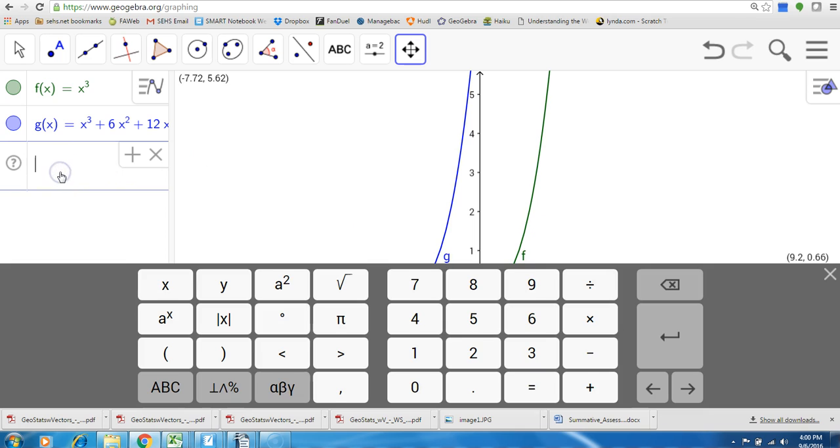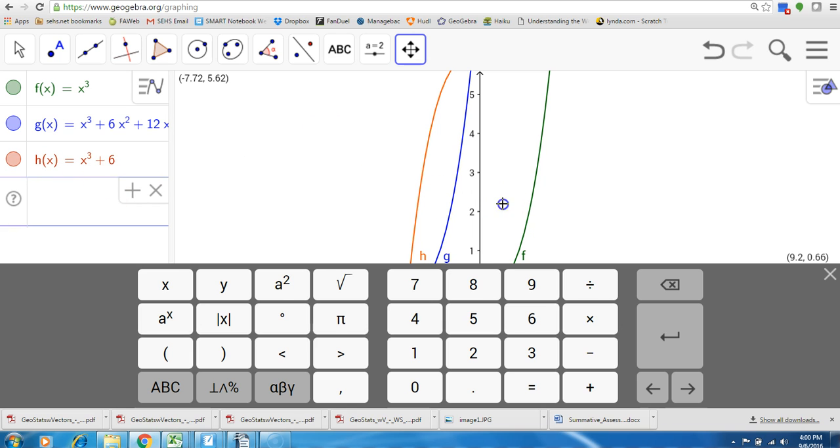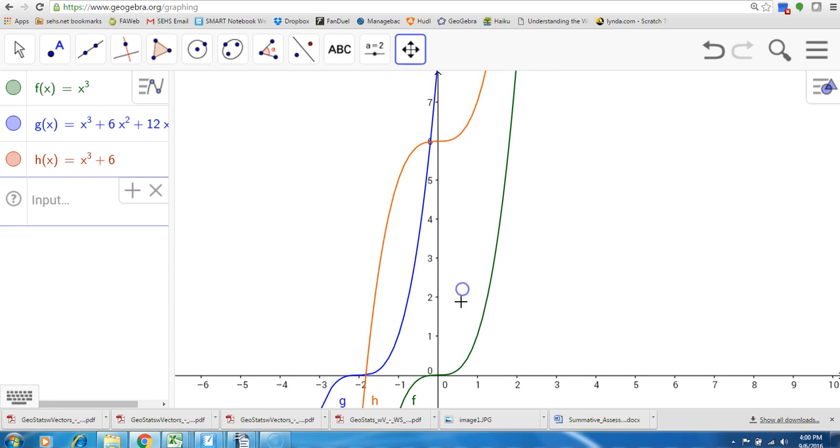We want x cubed plus 6. Let's go look at the graph. And what did it do? It just shifted this vertex up 6 units.